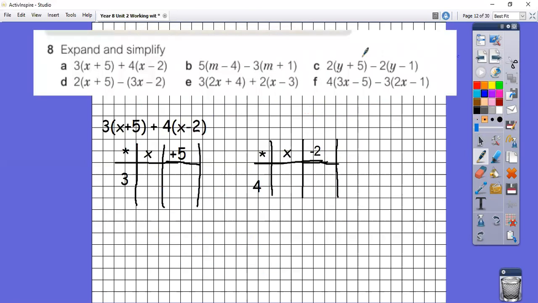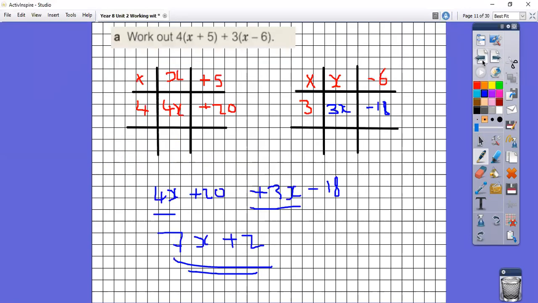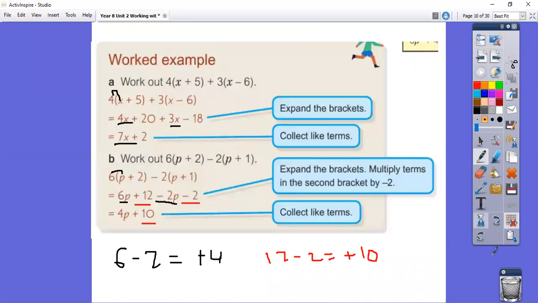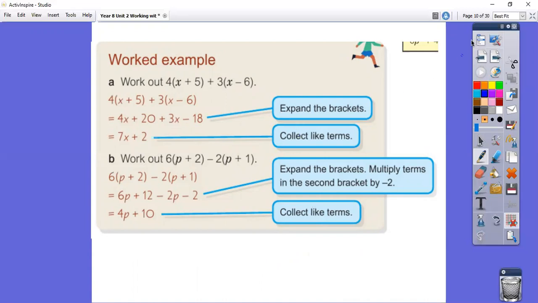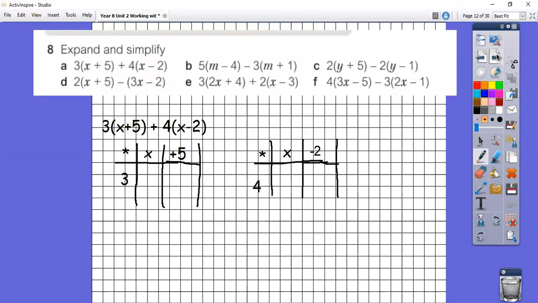So we now have these questions. Question 8, which says expand and simplify. Now remember, you have to show your workings. So your workings can be shown like this, or you can do it like in the worked example method, your choice. I would suggest use the grid method as it makes it a little bit less messy, if you like. So I'll do the first one with you, then you guys try to do the rest.